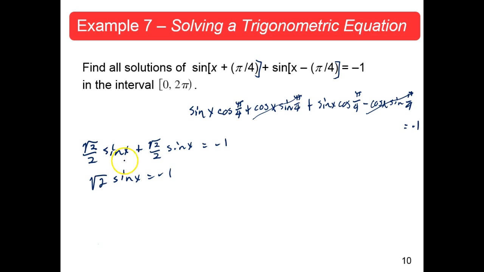Yep, and how do we do that? Divide both sides by root 2. Okay, so that gives us sine x is equal to negative 1 over root 2. Now, if you don't like the way that looks, you could write it how? Negative root 2 over 2. And then you ask yourself, what angle x, when I take the sine of it, do I get negative root 2 over 2? But you need to be between 0 and 2 pi.